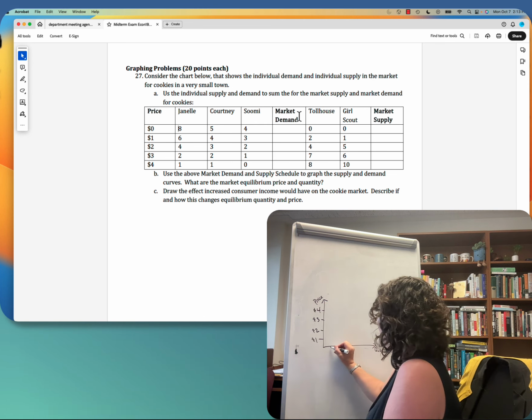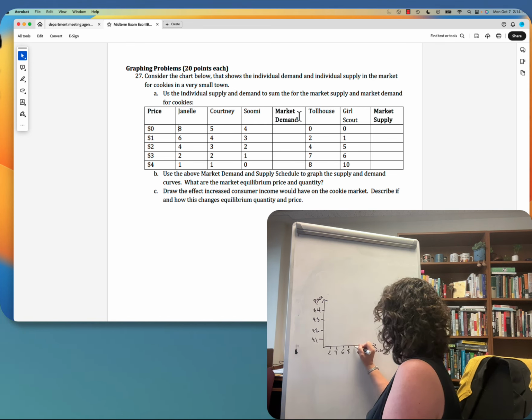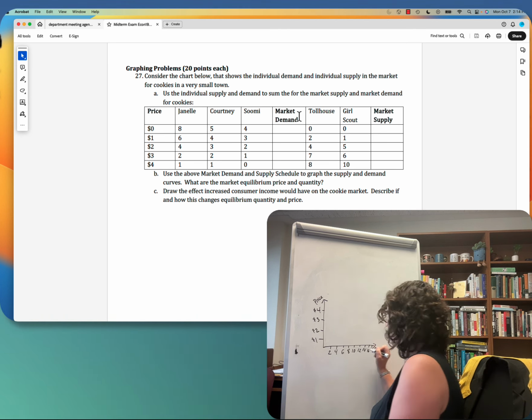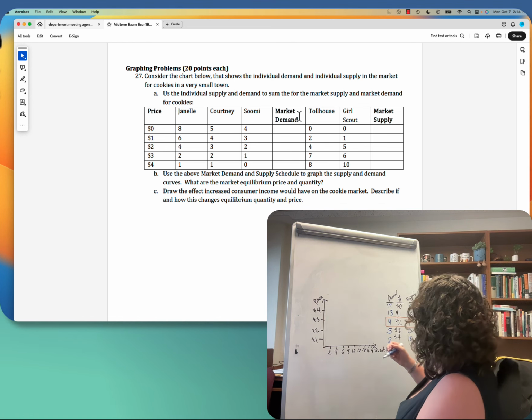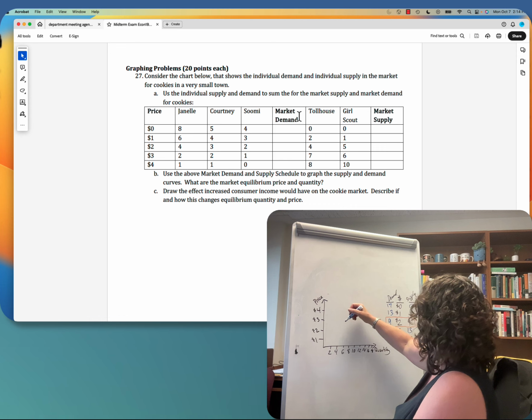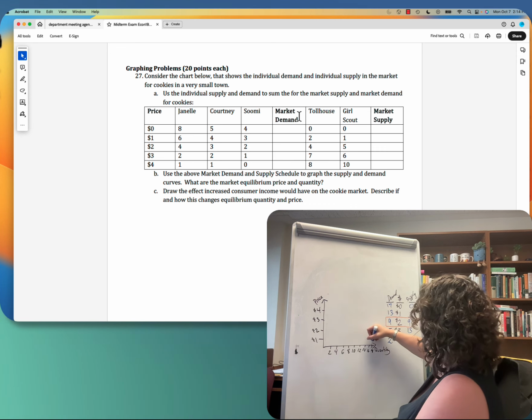And then we have quantities of, let's say, 2, 4, 6, 8, 12, 14, 16, and 18. And then we can go through and graph these curves. So supply, I'll start with demand at a price of 0. The quantity demanded is 17.